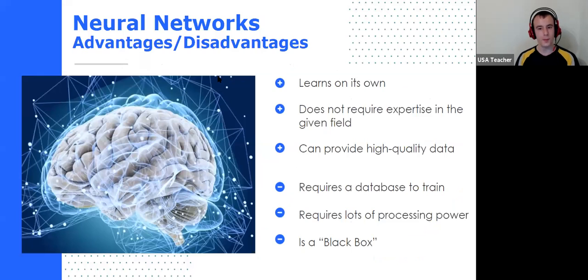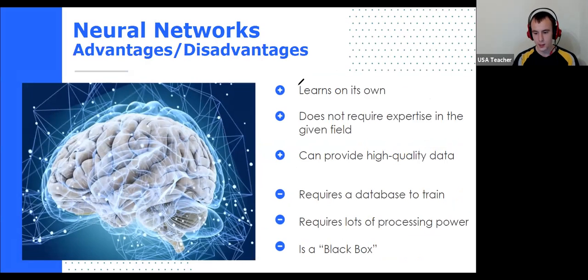So far, we've talked about how neural networks are so amazing. So let's talk a little bit more about their advantages, and we'll also touch just a little bit upon some of their disadvantages. So the first big advantage is that neural networks learn on their own. We don't need to explicitly tell them any of these correlations, any of the correlations that we have in any problem.